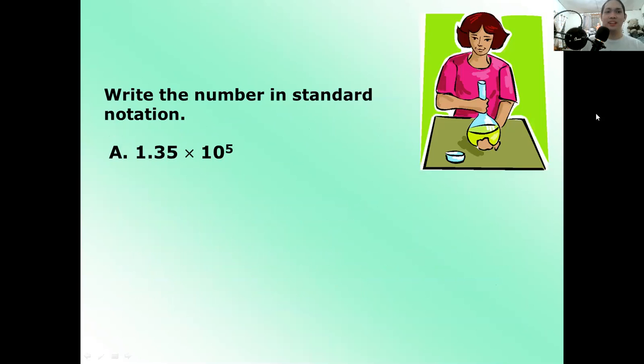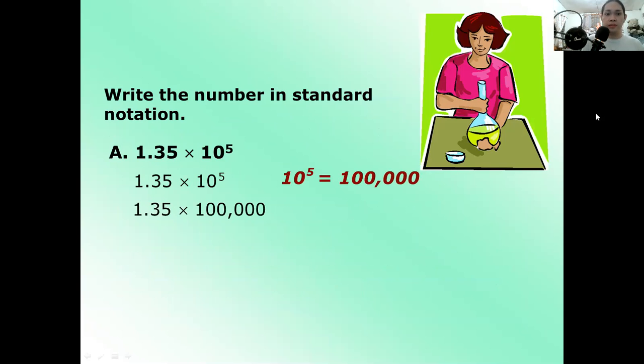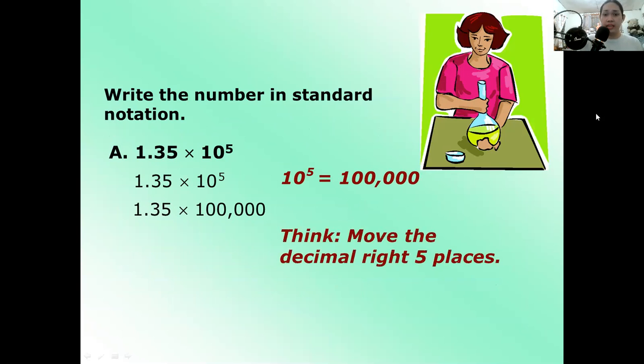So let's have an example. Write the number in standard notation: 1.35 times 10 to the power of 5. As you can see, the exponent is positive. Remember that 10 to the power of 5 can be written as 100,000. And of course, 1.35 times 100,000, in a shorthand way, we can just move the decimal to the right 5 places.